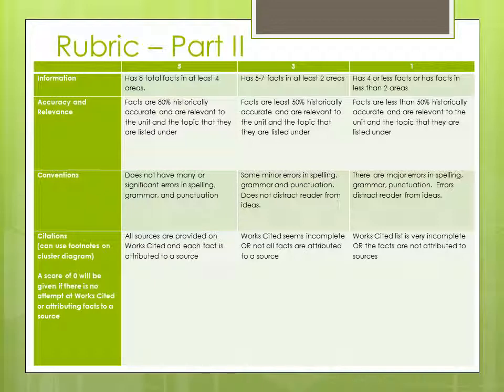So if you do your works cited, that's here. If you do your works cited, but let's say I can't tell what facts came from what sources, then that would fall here. If it's really incomplete, it's going to be here. If you don't do it at all, it says a score of 0 will be given.